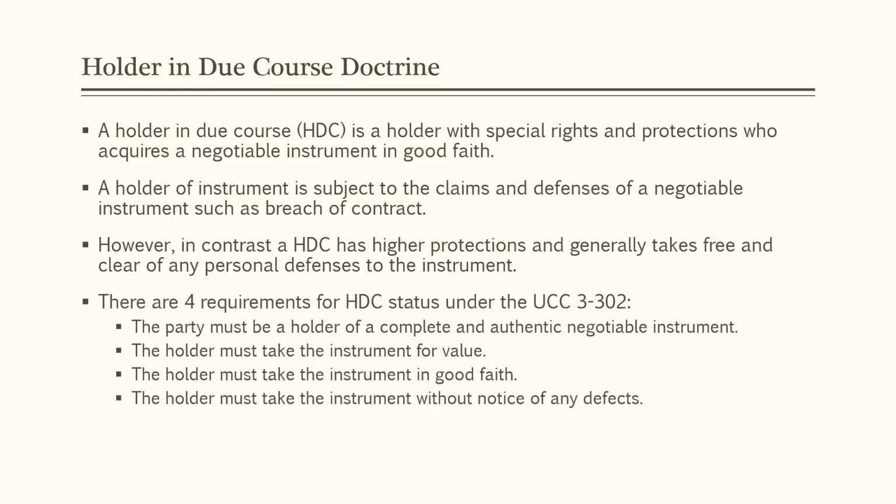There are 4 requirements for holder in due course status under UCC 3-302, and all of them must be met for someone to be able to have the protections of holder in due course status. They are: the party must be a holder of a complete and authentic negotiable instrument. The holder must take the instrument for value. The holder must take the instrument in good faith. And the holder must take the instrument without notice of any defects.